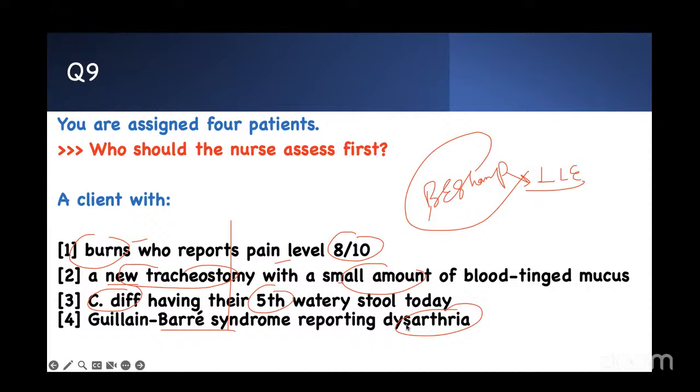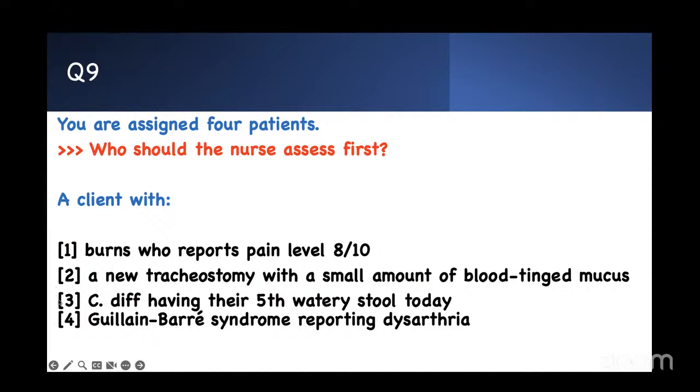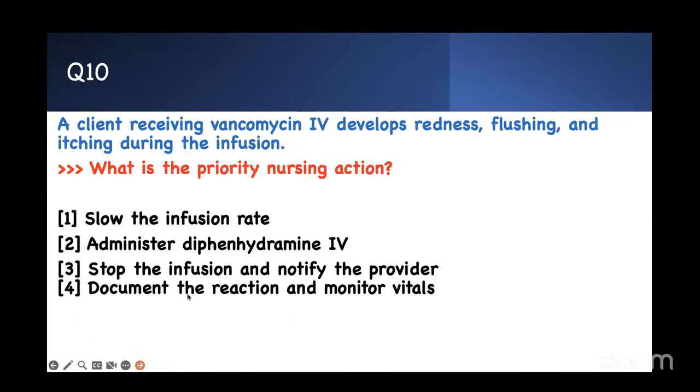Swallowing is an airway problem. Difficulty, dysphagia is an airway problem. Dysarthria, speech change is an airway problem. So whenever you see this information regarding these neurological problems, forget about weakness, forget about everything. Pay attention to dysphagia, dysarthria, swallowing problem, and speech. Those are your priority. Therefore, I'm picking number 4 as my answer.